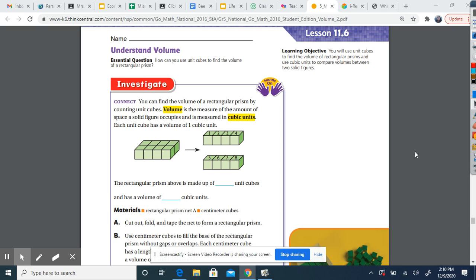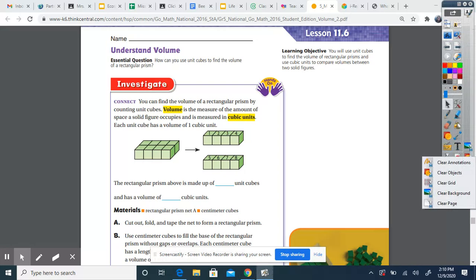Today we are going to be talking about volume. So our essential question for today is how can you use unit cubes to find the volume of a rectangular prism? A unit cube is one of these little boxes right here that I'm outlining. That is 1 cubic unit.